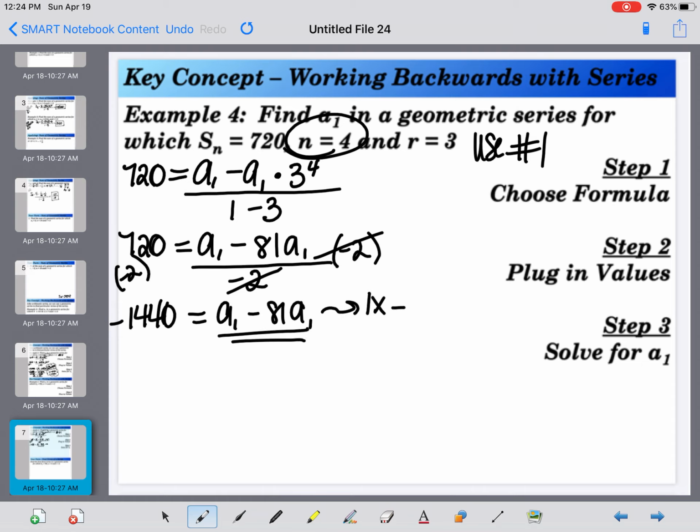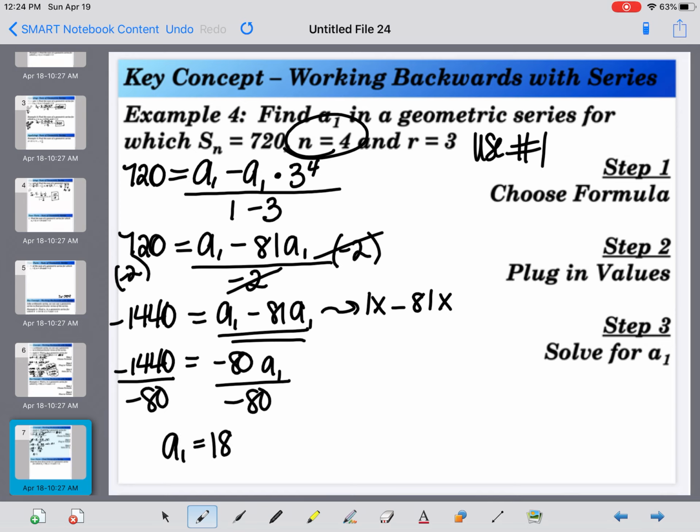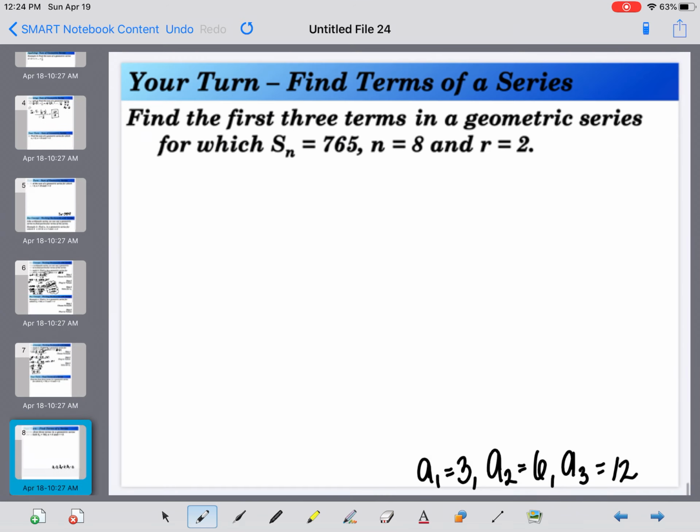Now remember, these are like terms. It's like a 1x minus an 81x. That gives us a -80. Oops, I don't want to divide by a sub 1. We finished solving that out. We get our first term is 18.